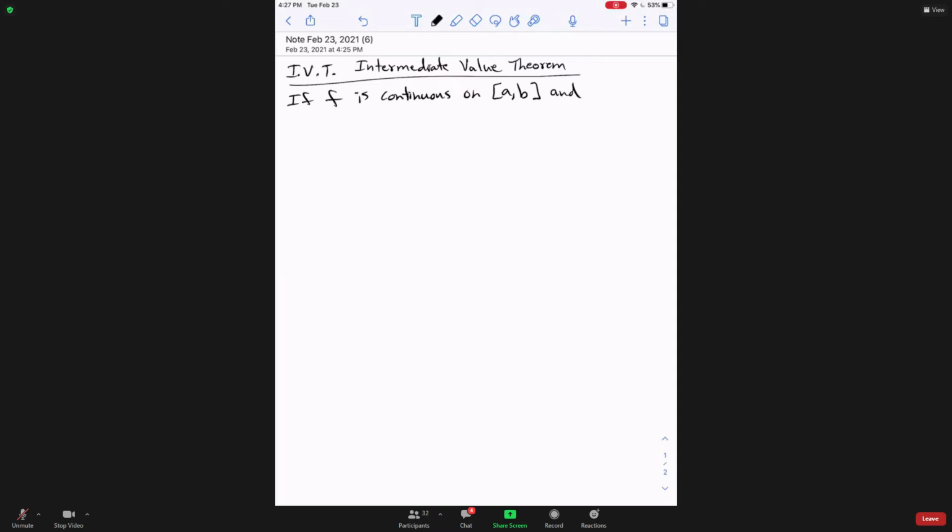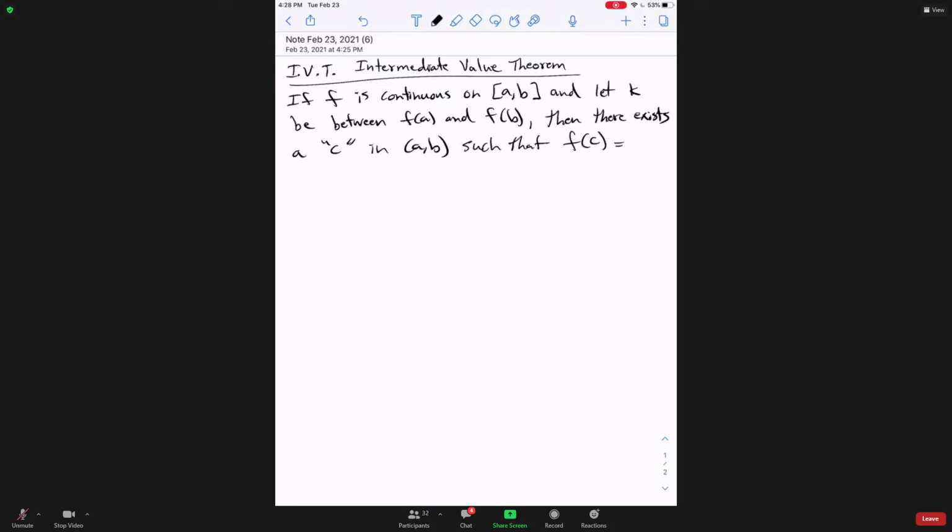If f is continuous on the closed interval [a, b], and let k be some number between f(a) and f(b), then there exists a value c in the open interval (a, b), meaning in between a and b, such that f(c) equals k.